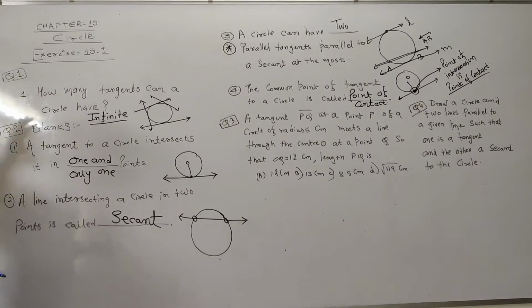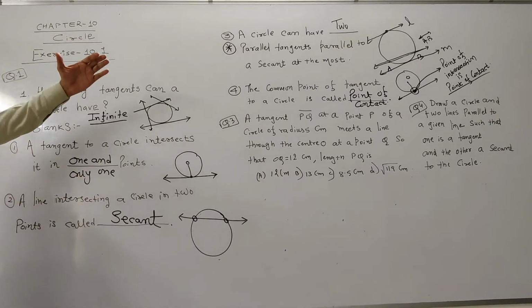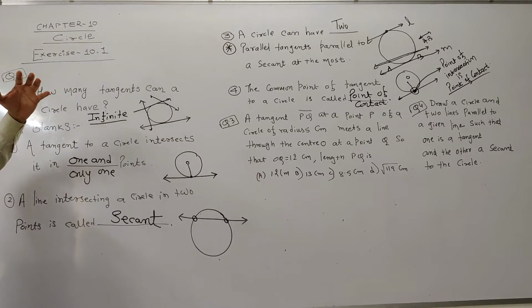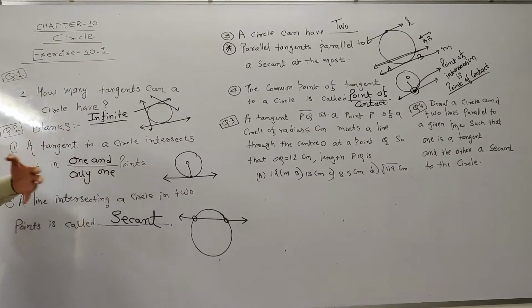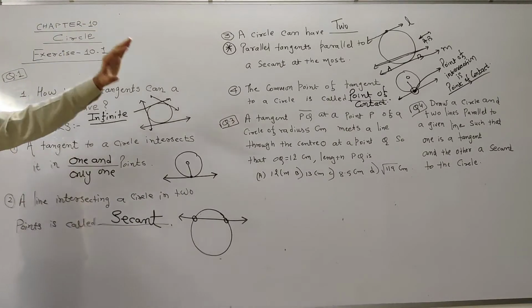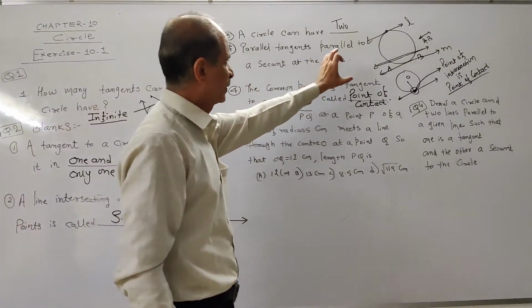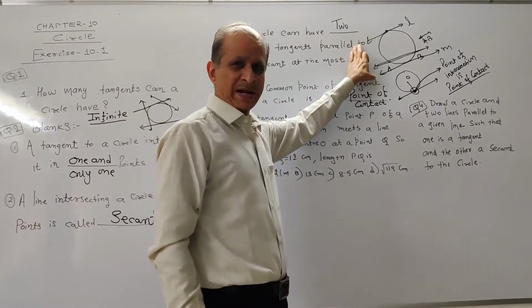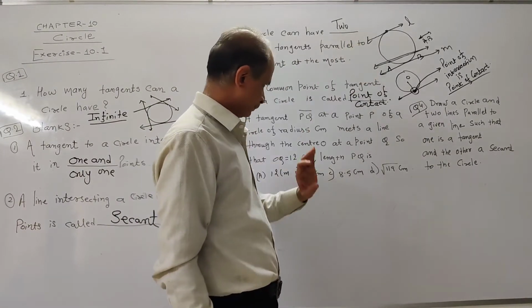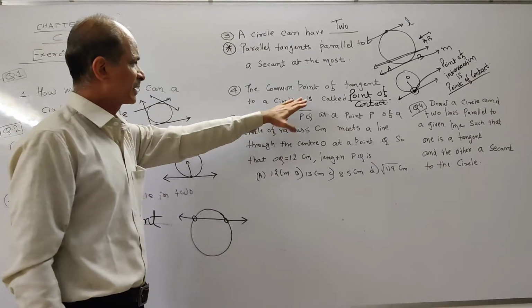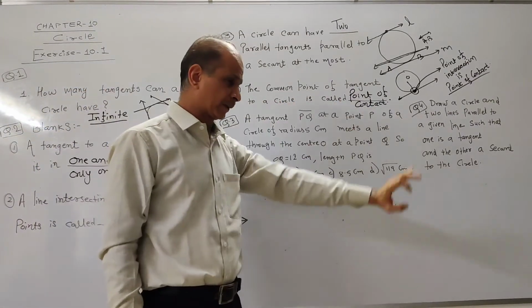So here we have completed question number 1: how many tangents can a circle have? Then we have solved 4 blanks. The third one is very important, because of how many parallel tangents can be drawn parallel to the secant. We have drawn the figure, and from this figure you can conclude that a maximum of 2 tangents can be drawn. The point of intersection is known as the point of contact.